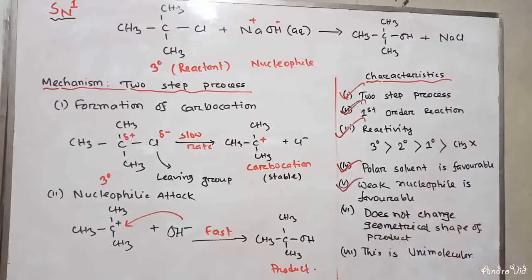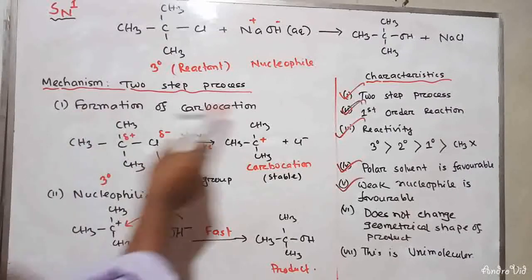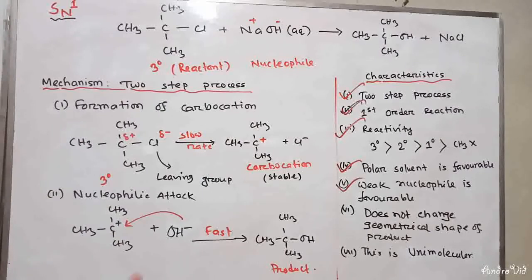Now the fifth point: weak nucleophile is favorable. Actually in this reaction the rate of reaction does not depend in any way on the concentration of the nucleophile. The reaction depends on the formation of the carbocation, not on the nucleophilic attack, the second step. So if you use a weak nucleophile here, it will be easier.